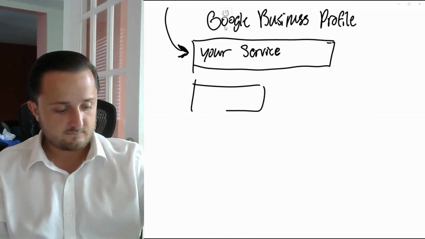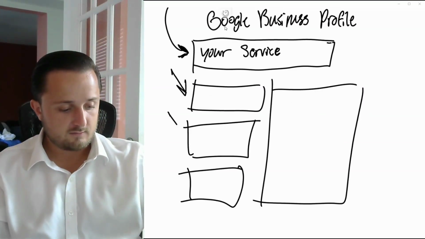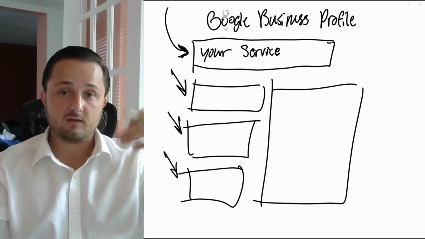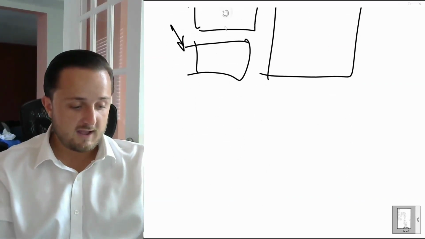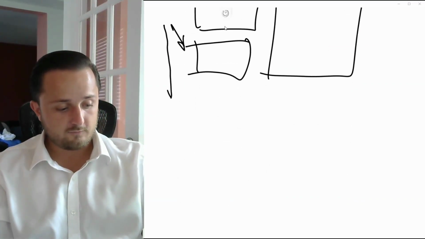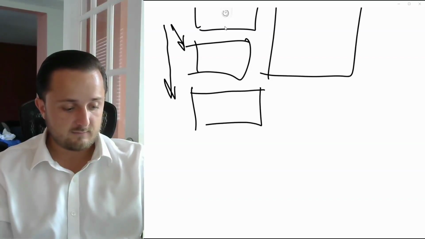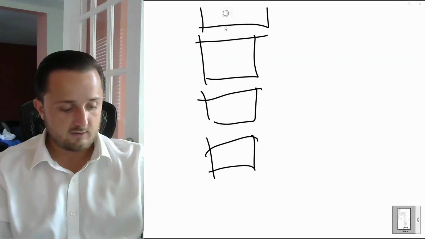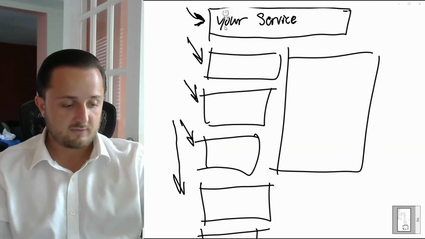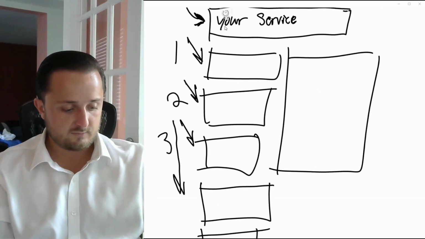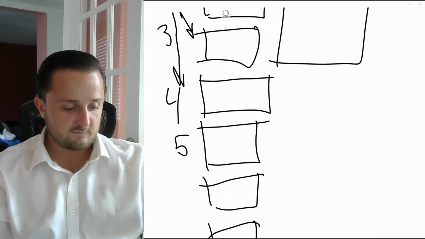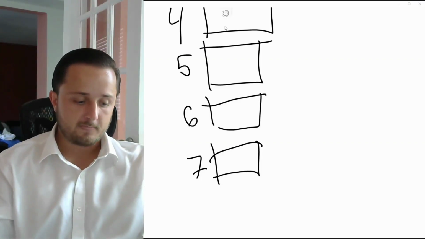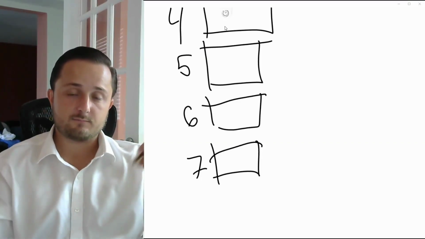What's going to happen is that you're not going to appear in these first 3 positions. More often than not, or on average, your Google business profile, because it's not optimized, is going to appear further and further down here, right? So we've got the first position, the second, the third, the fourth, the fifth, the sixth, and the seventh. Let's just say for this example, you're in the 7th position.